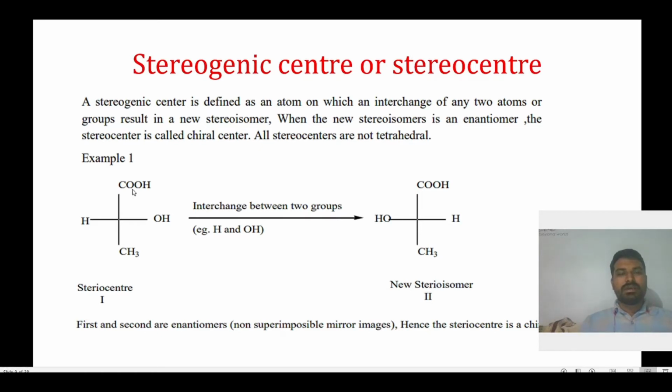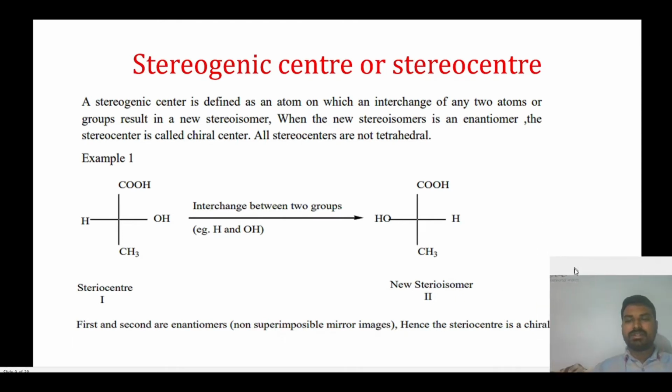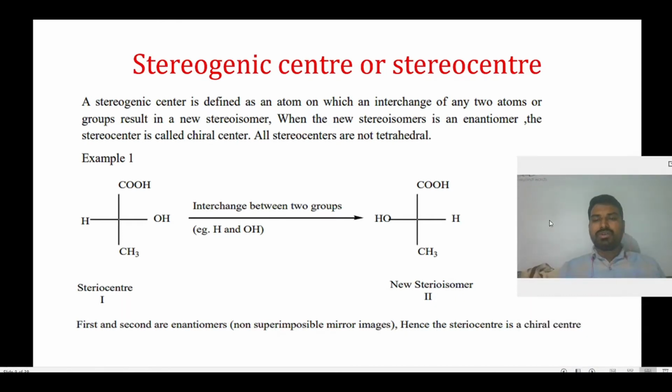This is the example where the carbon atom is bonded to four different groups, that is CHO, OH, CH3 and H. If we interchange two groups, that is H and OH, we will get new isomers. The first and second are enantiomers, non-superimposable mirror images of each other. Hence the stereocenter is a chiral center.